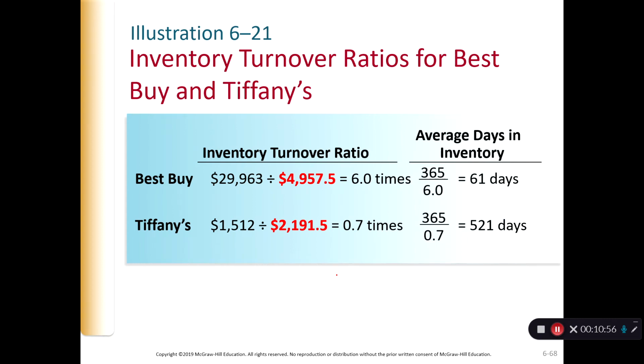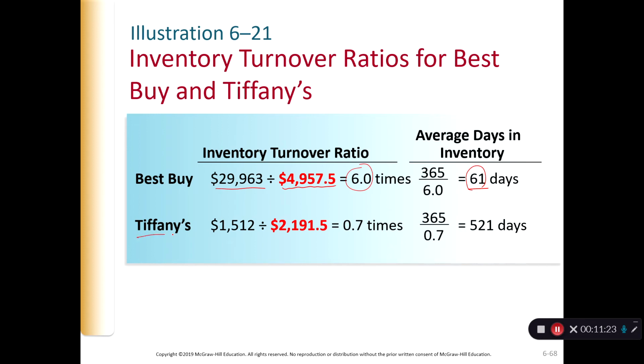Let's give you an example. For Best Buy, the cost of goods sold of the current period is 20,963, and the average inventory is only 4,957, and that means they turn over the inventory about 6 times a year. When you divide 365 by 6, that means the average inventory is held in the warehouse for only 2 months.